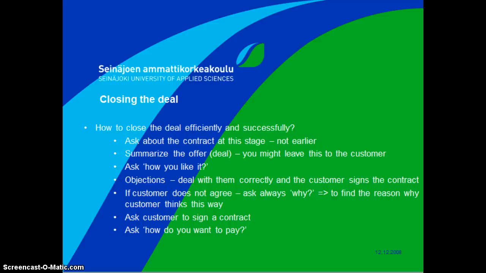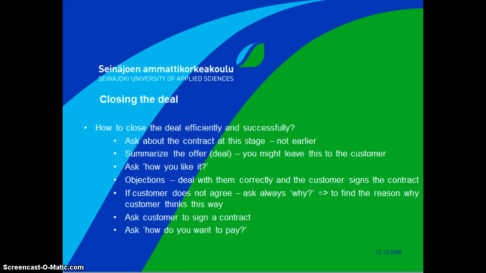Closing the deal. So this is the final stage of the sales process. So when you have made your presentation, the time is to close the deal. So how to close the deal efficiently and successfully? So at this stage, ask about the contract.